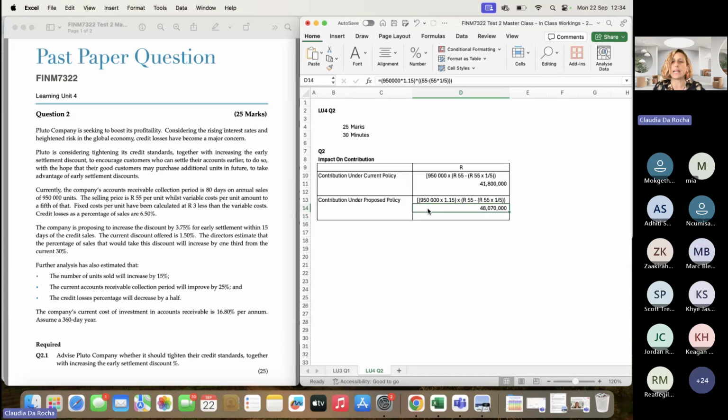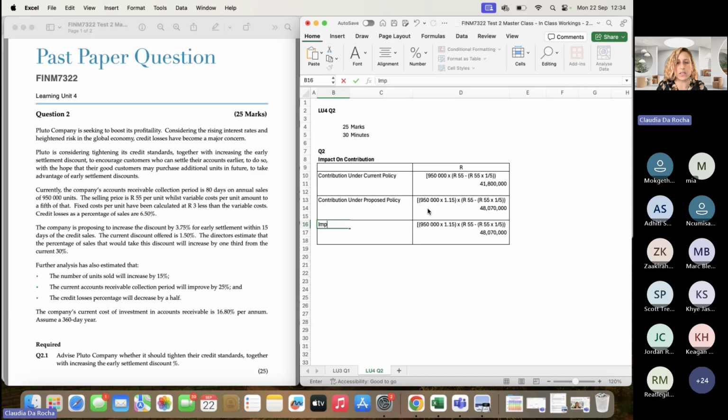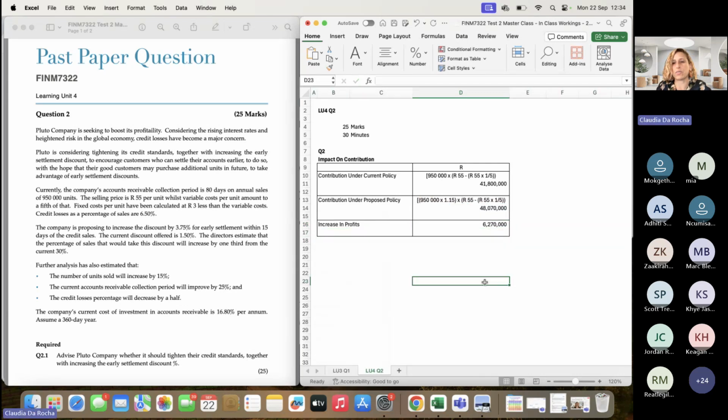Okay, 48 million. Right, now we've got to determine what is the impact on our profits. The impact will either be an increase or a decrease. Okay, so what is happening here? Our contribution was 41.8, it is now 48.07. So we know it will increase in profits. Okay. So that is our first one done.